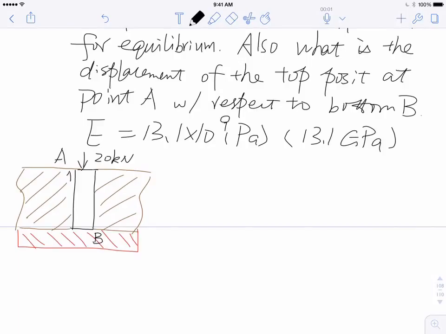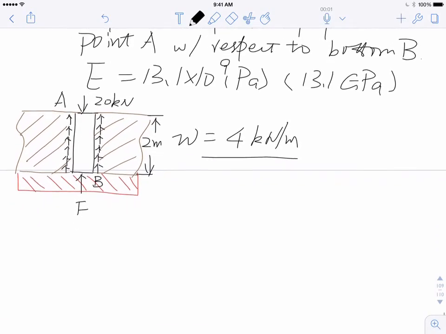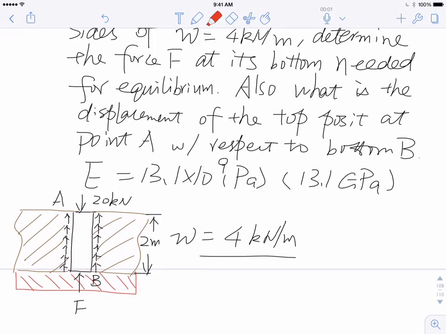Now, also the friction of the soil is linearly distributed. In other words, it's along the whole sides of this post. Okay, and the total force concentration is described by 4 kilonewtons per meter. Now, total length of the shaft from top to bottom is 2 meters, or total length of the post, in other words, all right, 2 meters long. So just like a distributed load, you have distributed load density multiplied by the height, which is supposed to be the force, right? Okay, so there's one more force here at the bottom on the concrete. So let's say this is force F. Now it's asking for two things. First, what is the force F at its bottom needed for equilibrium? Second, what is the displacement of the top of the post?